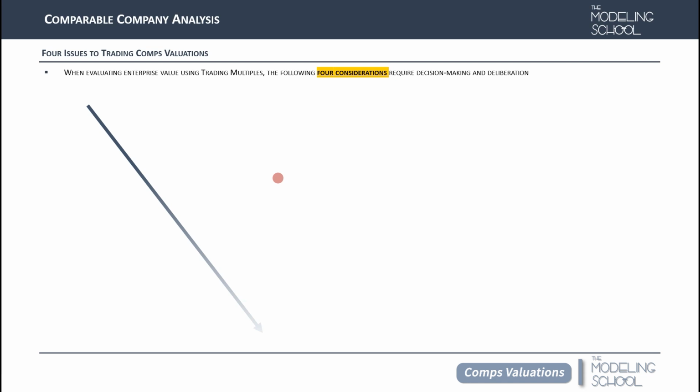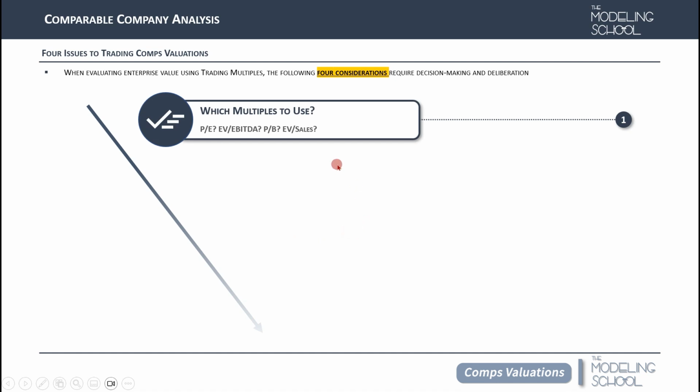From this point on, we will dive deeper into the comps analysis. We're going to focus on the 4 key areas of consideration that require our decision-making process and that require some careful thought. Number 1 is the type of multiples that we're going to use in comps valuations.